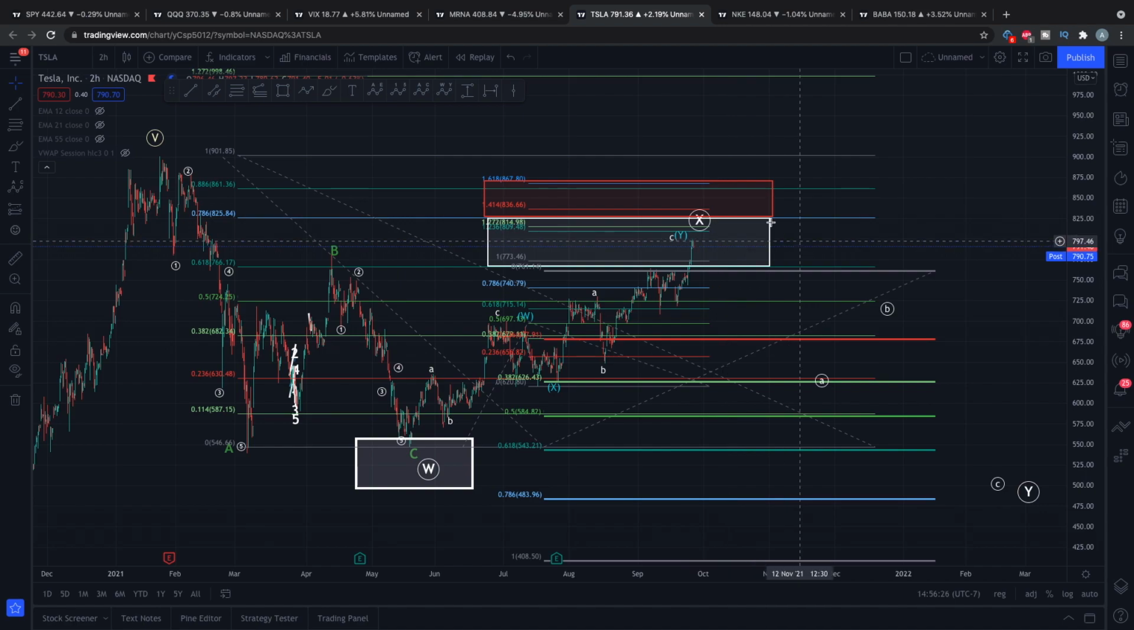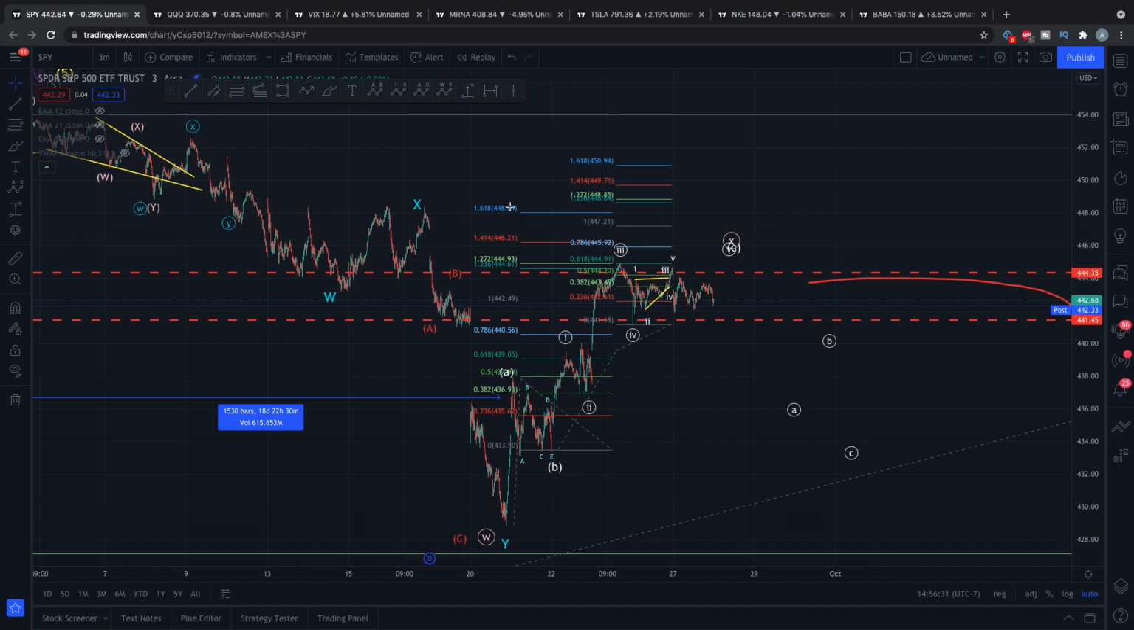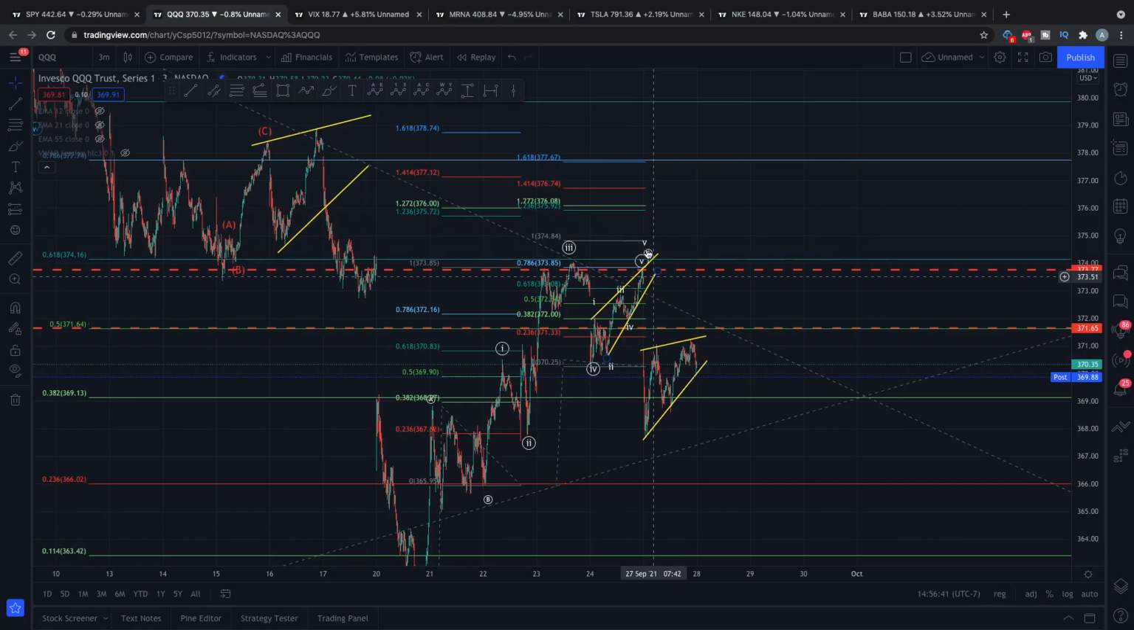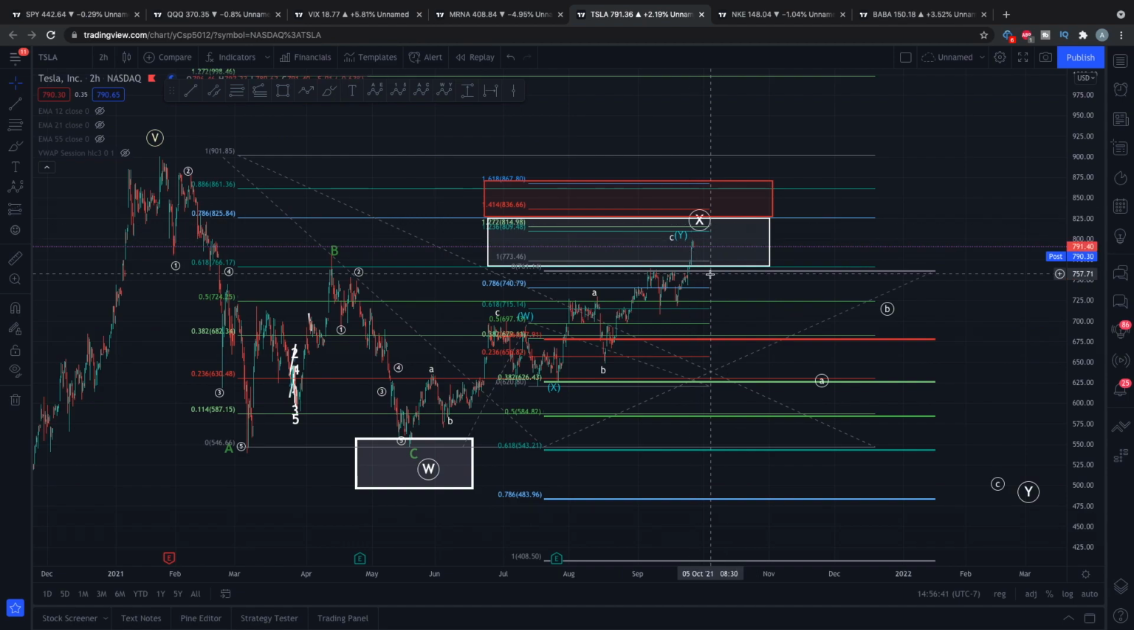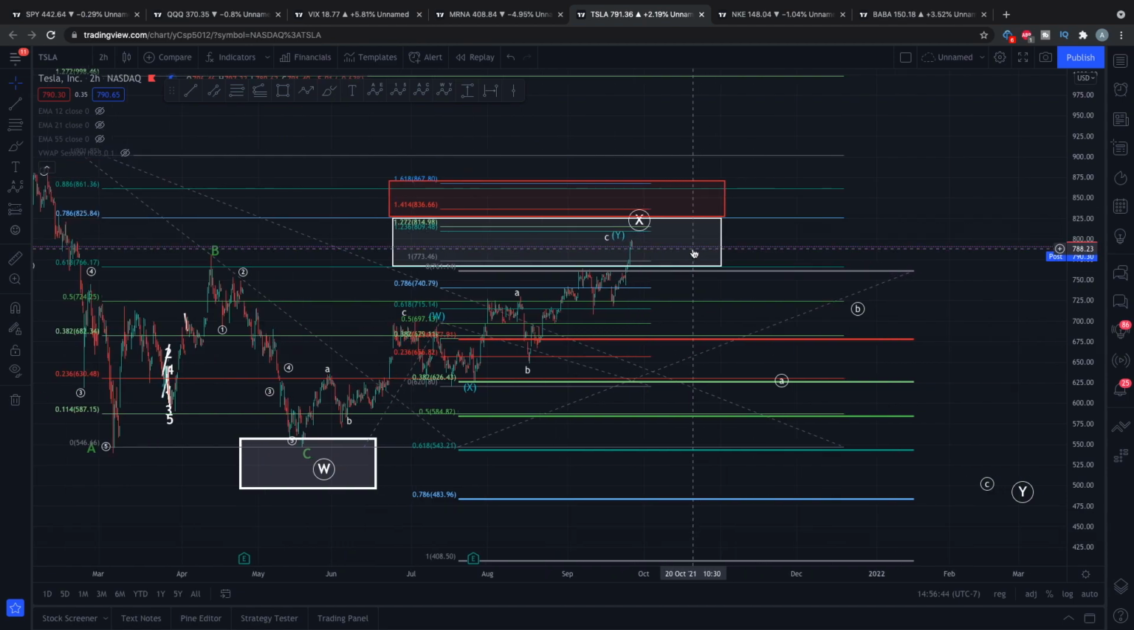And as you can see, this has very clear similarities with the markets. This is moving up for an X wave. The markets are also on a smaller degree X wave here, but it looks like they're both starting to show signs of reversal. We're kind of stalling out at some technical zones, both in SPY as well as in QQQ. Tesla is doing the same, so we're kind of stalling out here.